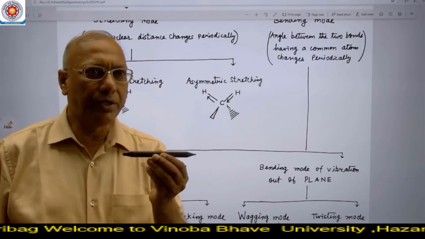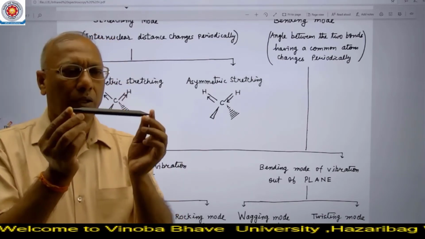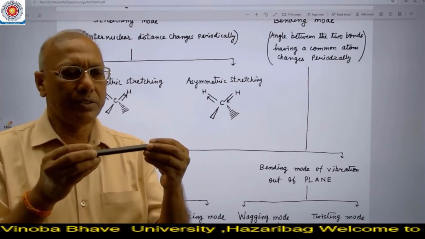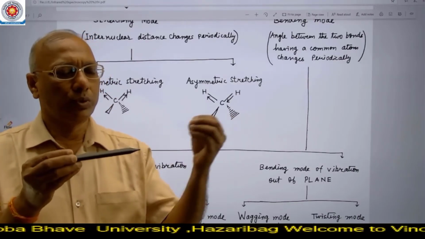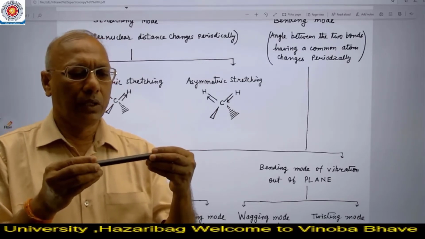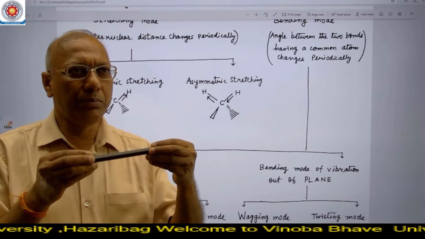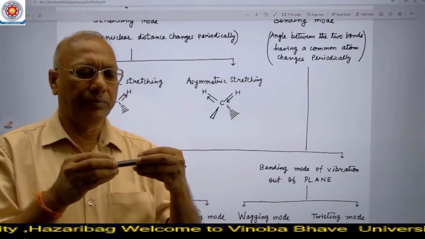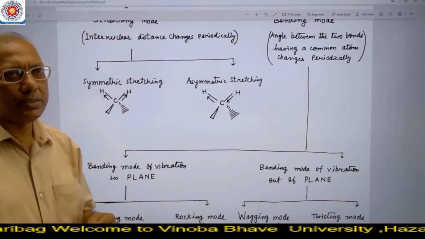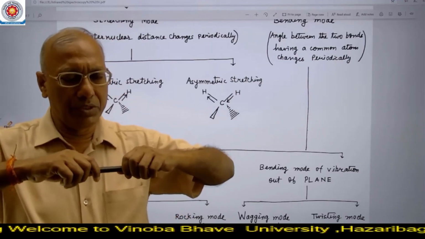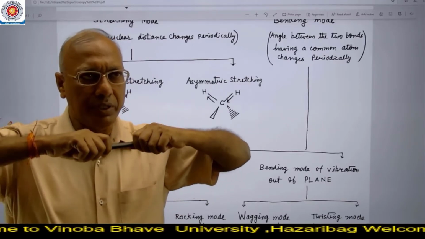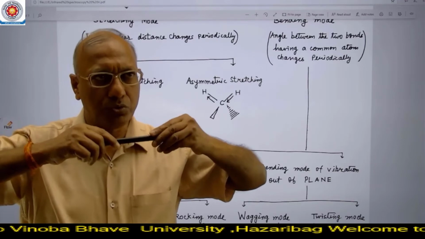Suppose this is a diatomic molecule. Here there are 2 atoms, connected through this bond. If this molecule vibrates in such a way that these 2 atoms go equally on both sides and then come to their initial position at the same time, then the stretching will be called symmetric stretching. That is, we are stretching the bond with the same force on these two atoms.